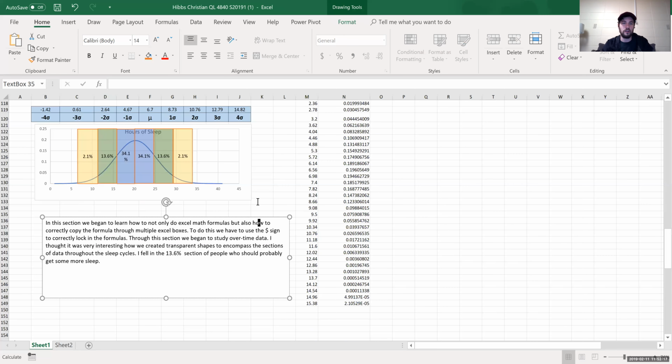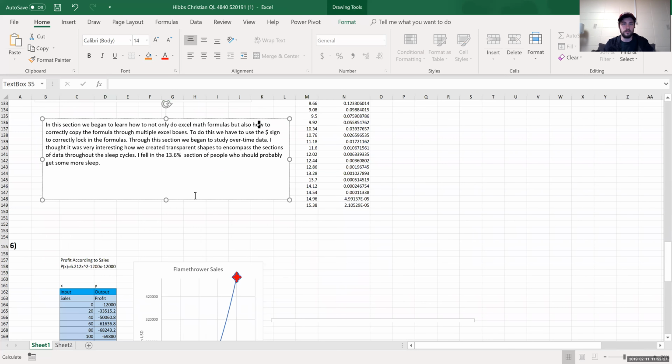In this sleep cycle, I actually fell about right here. So I could probably be one of the people that uses a little bit more sleep.